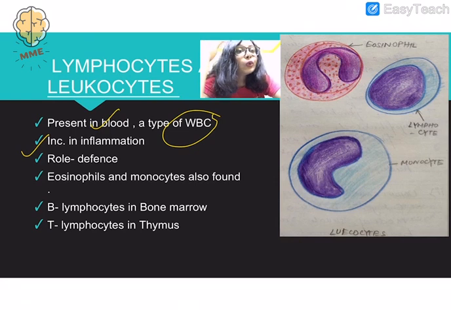The level of the neutrophil increases. Sometimes the level of the lymphocyte also increases. Now, first of all, the role is of defense. And the eosinophil and monocytes are also found in the connective tissue.